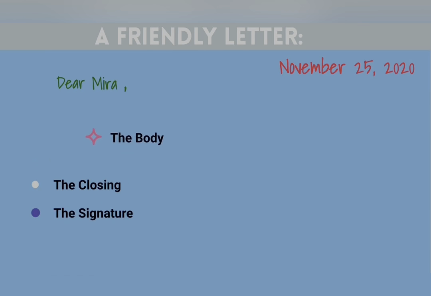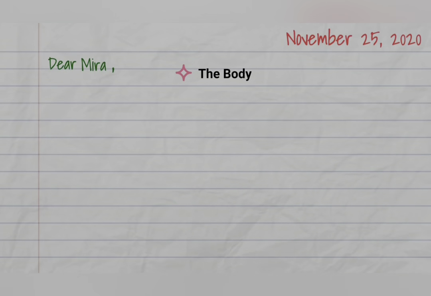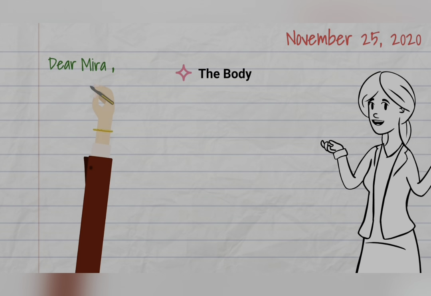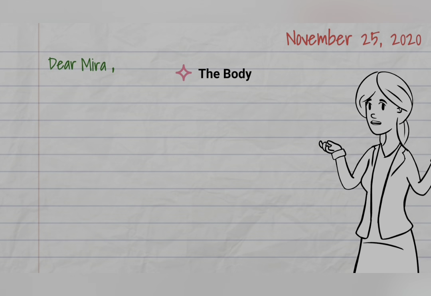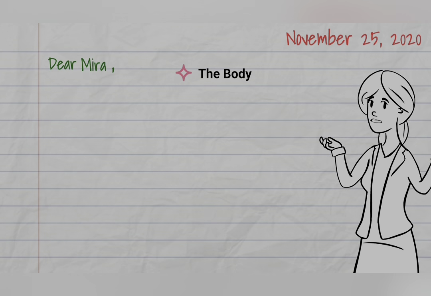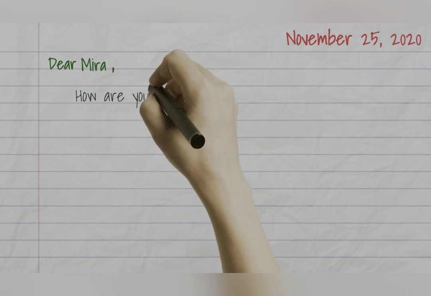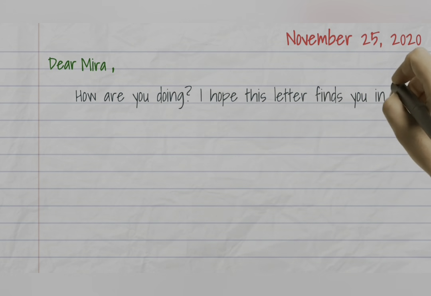The body. The body is the actual letter. Write everything you want in the body and make sure to indent every paragraph. The first paragraph sets the tone for the whole letter. You can begin by asking a question. How are you doing? I hope this letter finds you in good health.